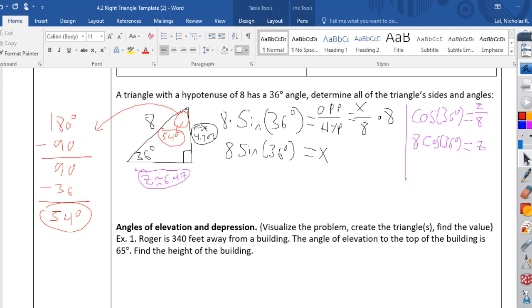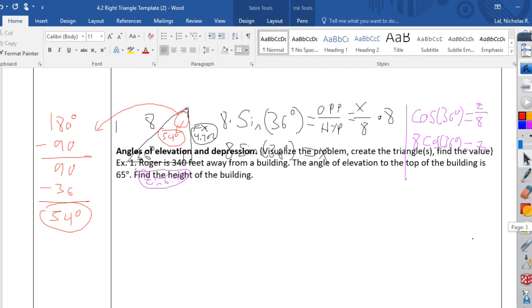Let's do an angle of elevation problem. I'm going to walk you through one, and then you guys are going to try the other two.